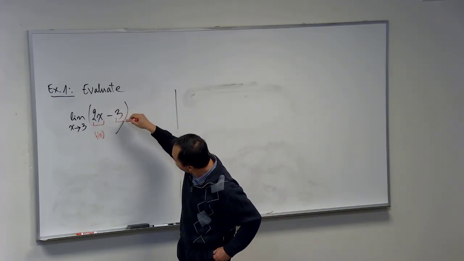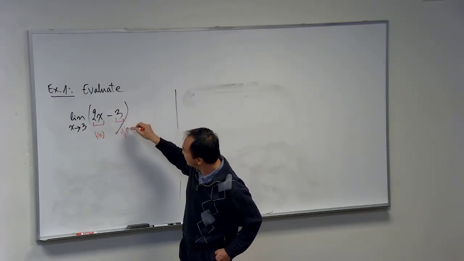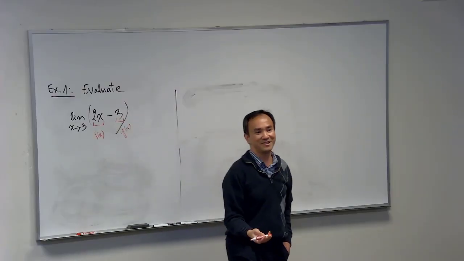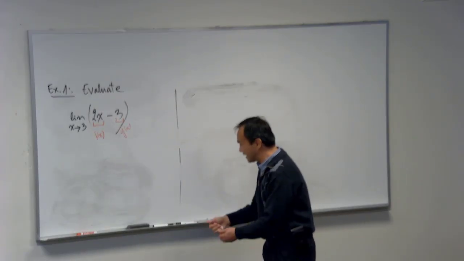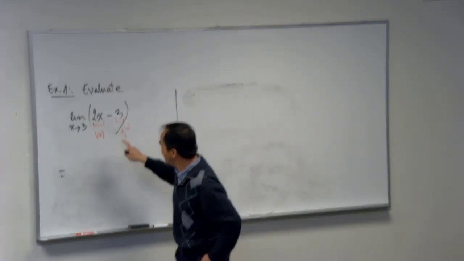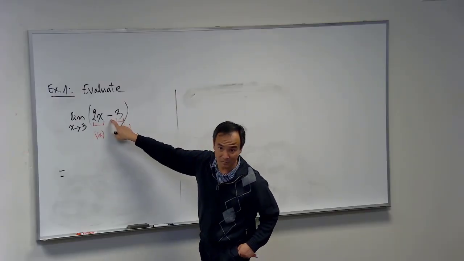The 3 right here can be regarded as another function, g of x. Think about it: if g of x equals 3, it's a constant function. Am I being clear with that? Okay. Knowing that, here's how we move on. By the way, there are 2 terms, f and g, connected by subtraction. You see what I'm saying now?